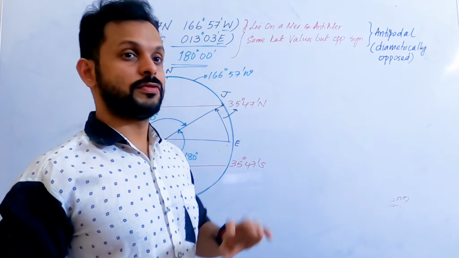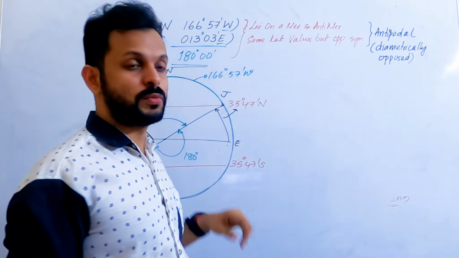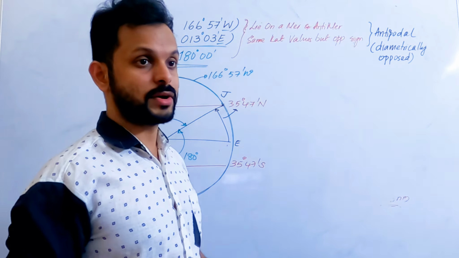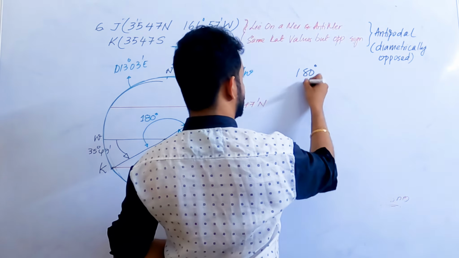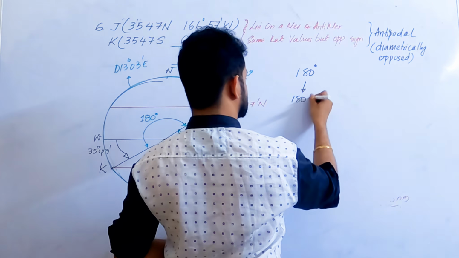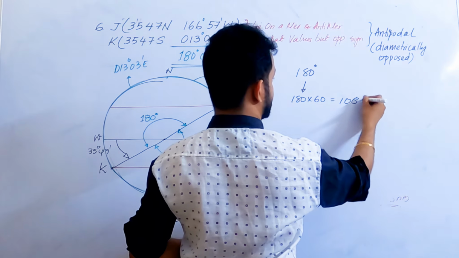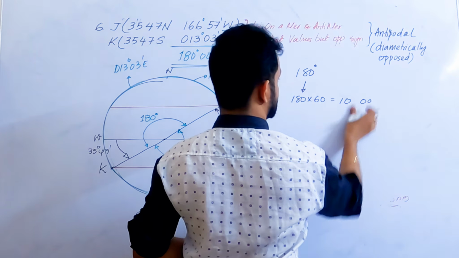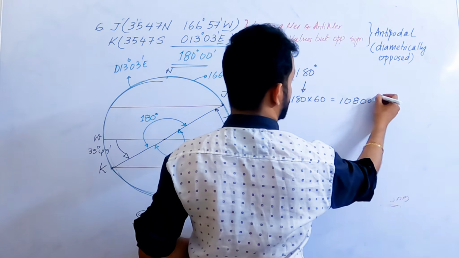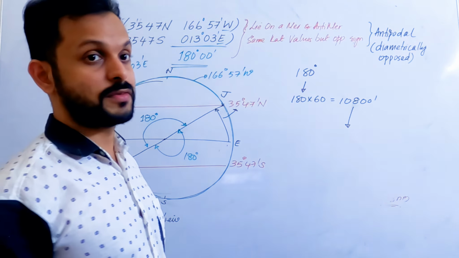What is the advantage of understanding this? Immediately you will understand that the angular change is going to be 180 degrees. You don't have to draw the diagram now, right? So 180 degrees of angular change, when you convert that to minutes, how much will you get? 10,800 minutes.